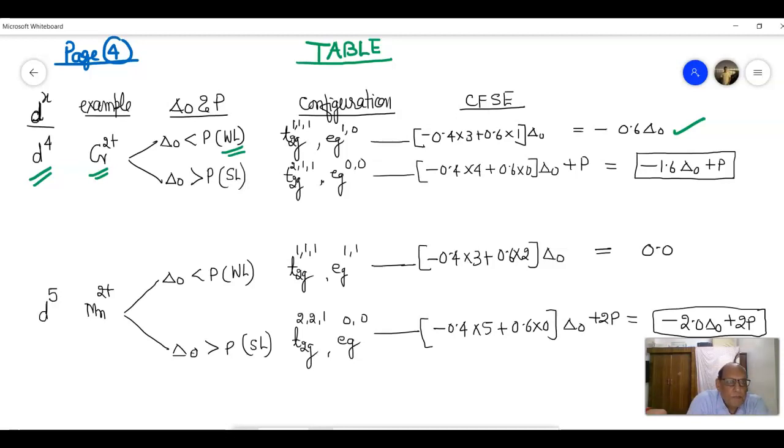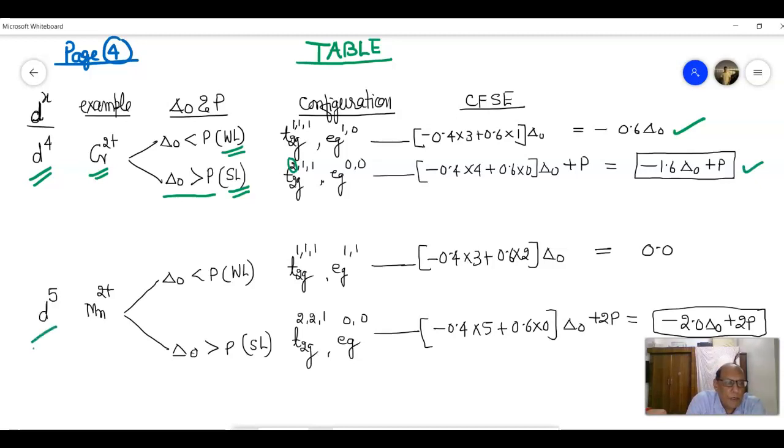Now consider the reverse. If delta O is more than P, ligands are strong, then all the 4 electrons will occupy t2g orbitals such that one of the t2g orbitals will have a pair. So the configuration will be t2g2,1,1 eg0,0 and CFSE will be minus 0.4 into 4 plus 0.6 into 0 times delta O plus P. That is minus 1.6 delta O plus P.